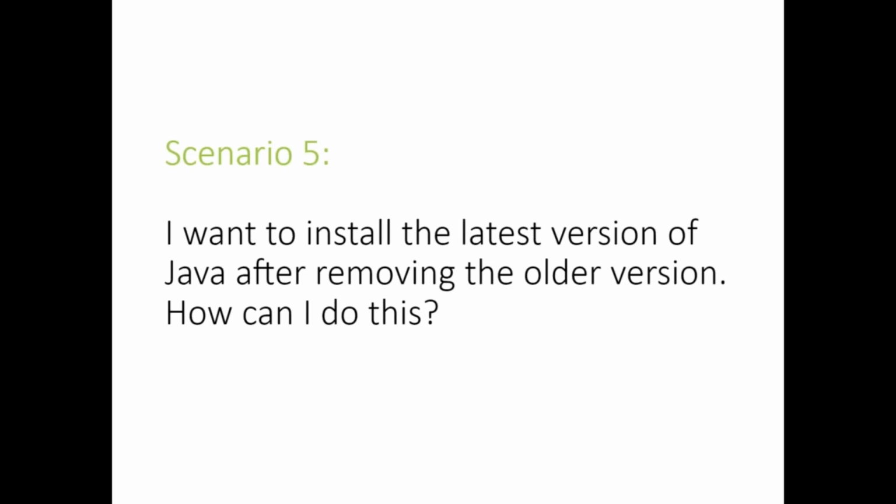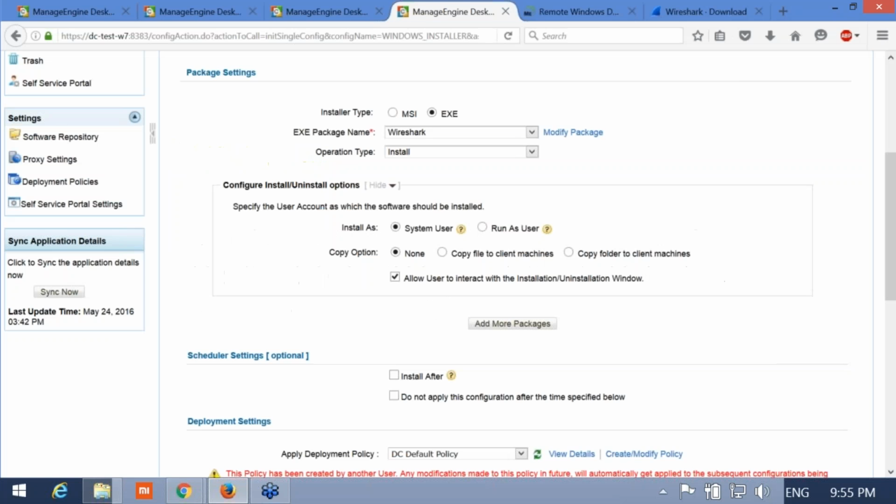Next scenario is if you want to install Java, the latest version, as well as remove the older version. So this is a very classic example. I'm sure you might have come across this multiple times. You have the latest version, but you have a requirement to remove the older one too. So how to go about it?